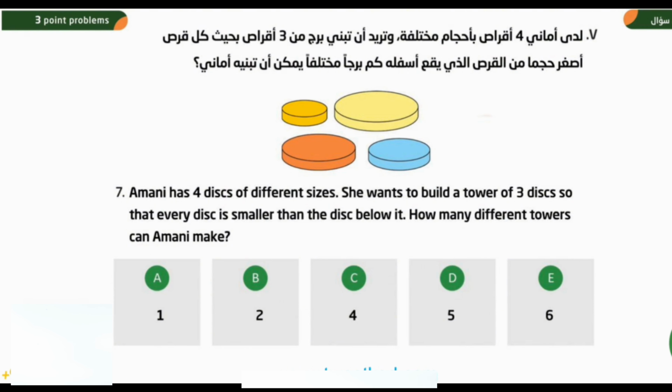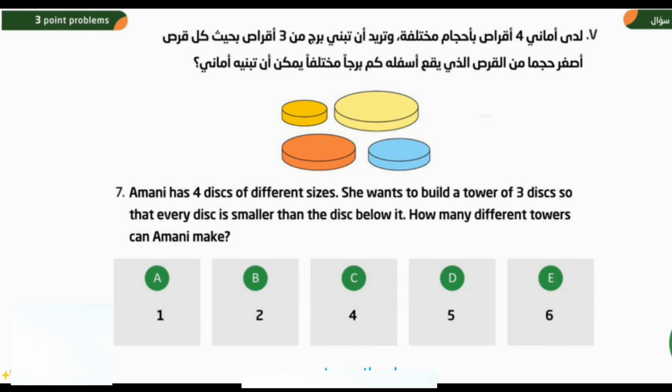In question number 7, Amani has 4 discs of different sizes. She wants to build a tower of 3 discs so that every disc is smaller than a disc below it. How many different towers can Amani make? Okay, so we have 4 different discs with different sizes. And now we want to count the possibilities of constructing a tower that consists of 3 discs.